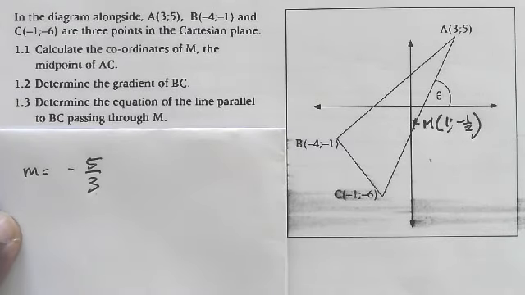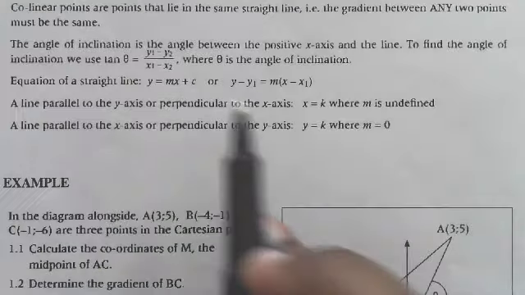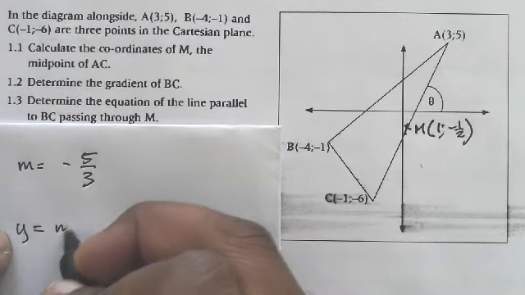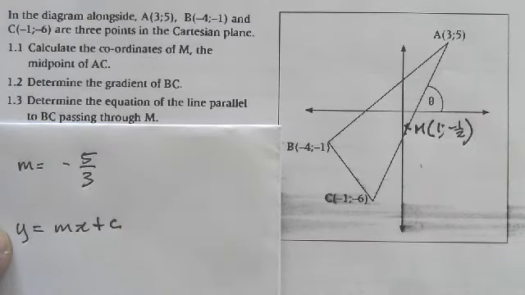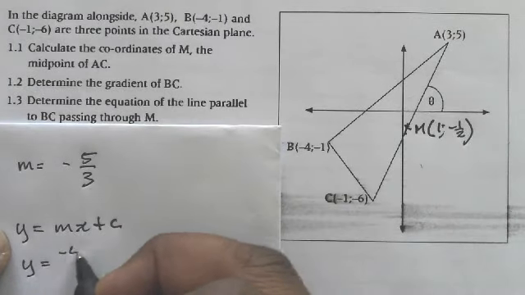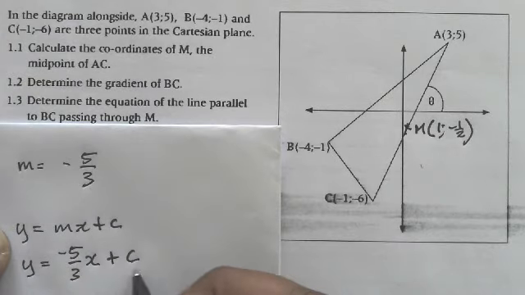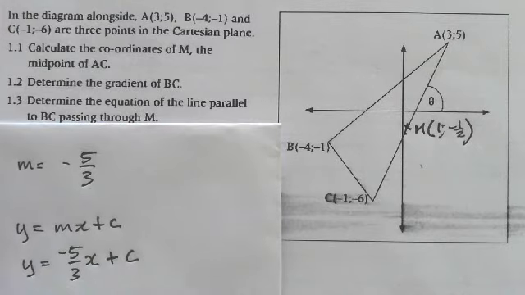Right. Now we're going to use our, there are 2 ways to do it. You can use y equal to mx plus c, or you can use the other formula. Let's use y equal to mx plus c, since that's what you suggested. So y equal to, we know what m is, negative 5 over 3 times x. Now it's the c that I need to find. Now how am I going to find it?